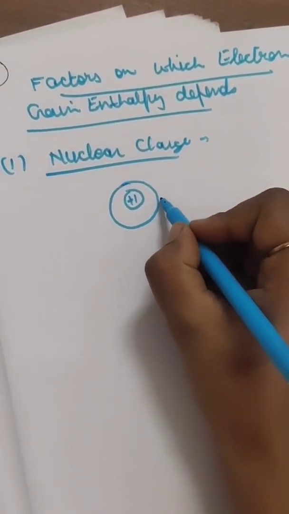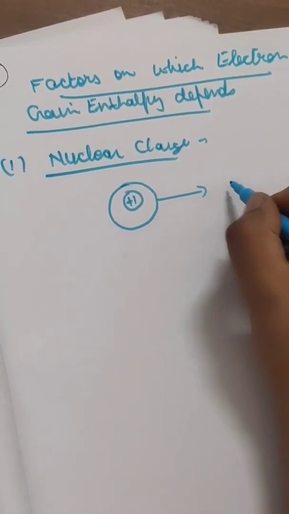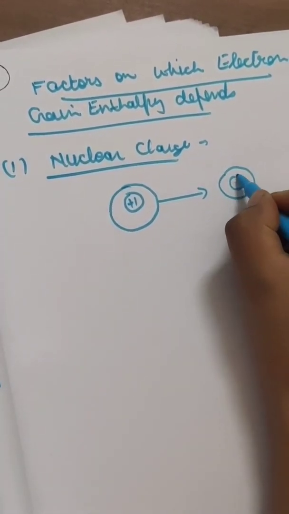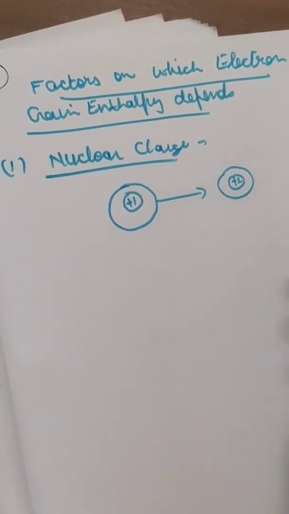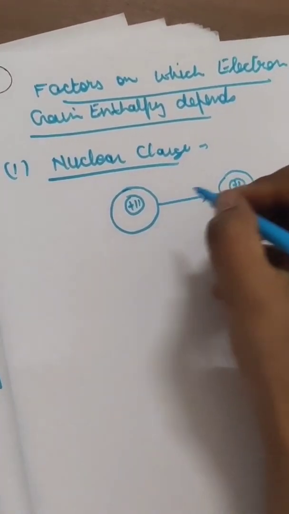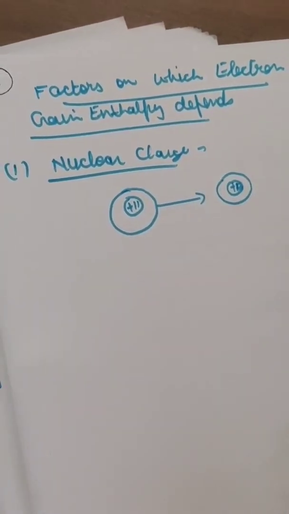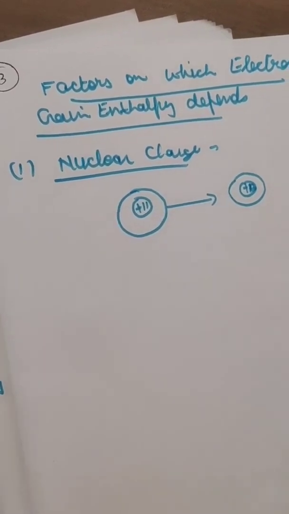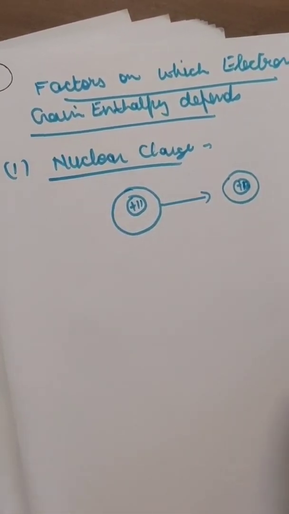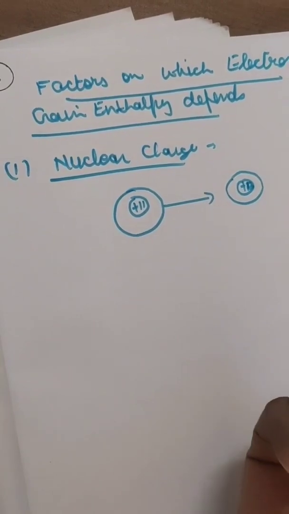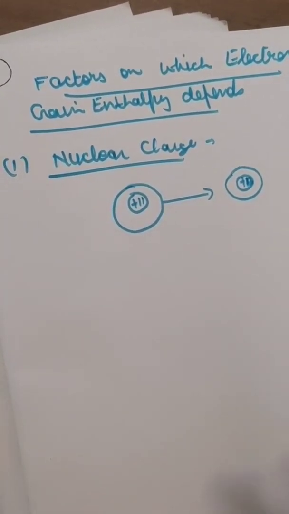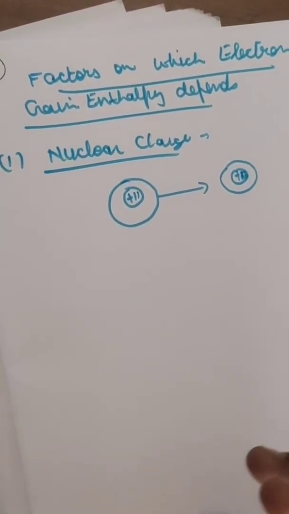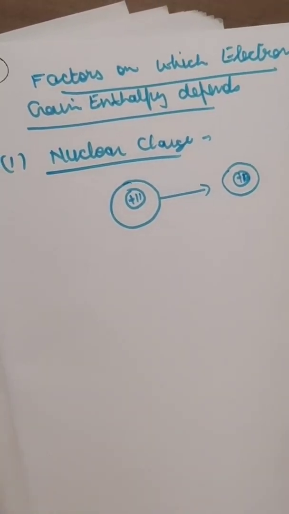When we move left to right across the period, the nuclear charge will start increasing. It will become 2, or if you take 11, or 13. So the nuclear charge increases, and because of that there is a greater attraction to the incoming electron. The electron will be more welcomed, and since the nuclear charge is high, it will become more negative. It will release more energy, and the more energy is released, the more negative the value becomes.